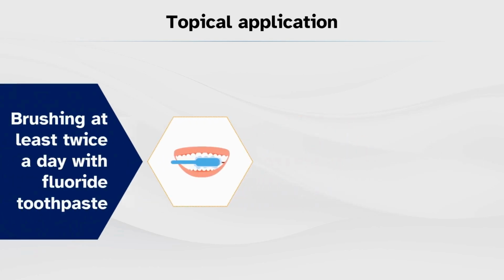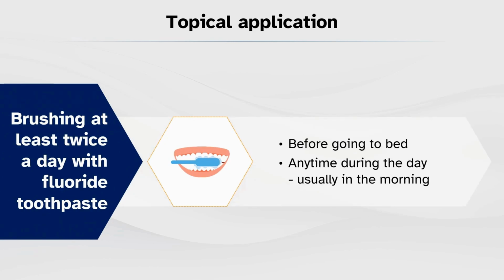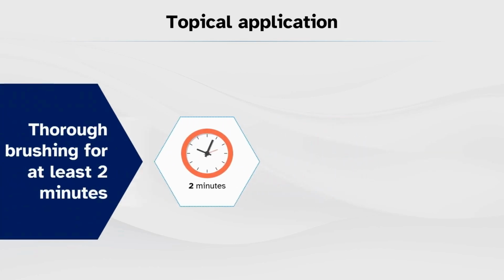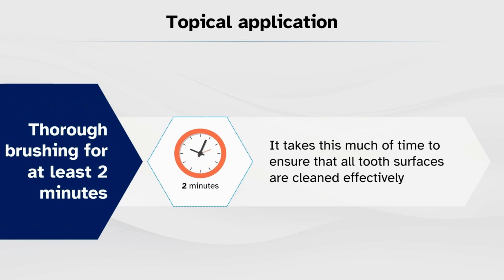For most people, adolescents and adults, brushing at least twice a day with fluoride toothpaste is considered optimum. Timings of brushing can be the last thing before going to bed and any time during the day, usually recommended to be done in the morning. Thorough brushing may take at least 2 minutes, the main rationale being it takes this much time to ensure that all tooth surfaces are cleaned effectively.